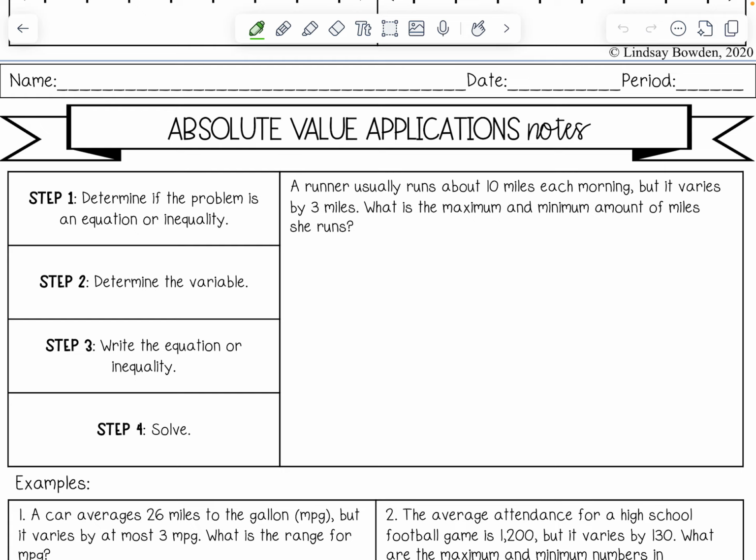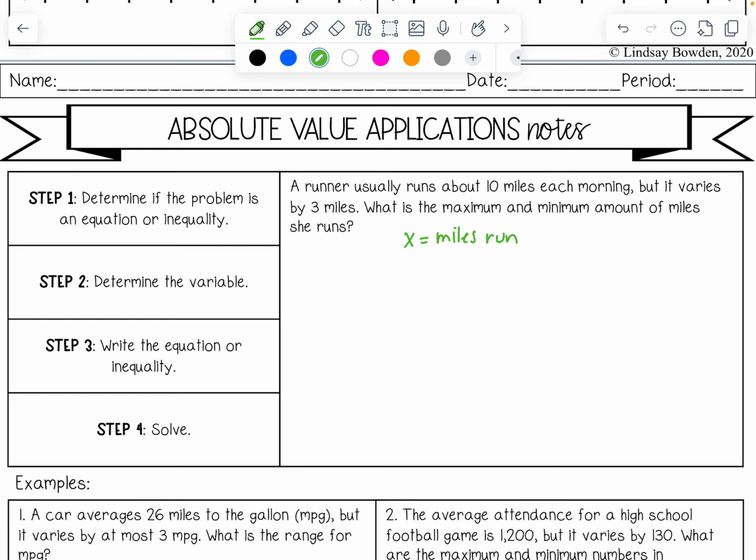Then we're going to determine the variable. What is the maximum and minimum amount of miles she runs? So we're asking about miles run, miles ran. So my variable, my x here is how many miles? Miles run, or we can say miles ran. All right. Then we're going to write the equation or inequality. We already said this is an equation. So that means we are going to write out our absolute value equation with an equal sign.